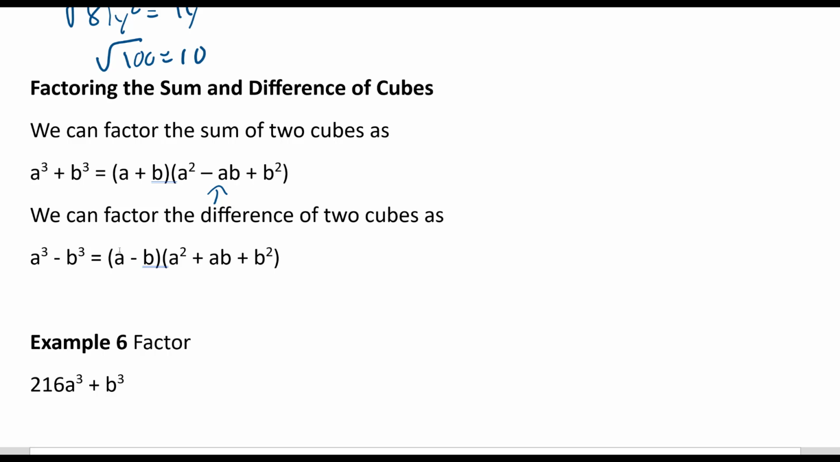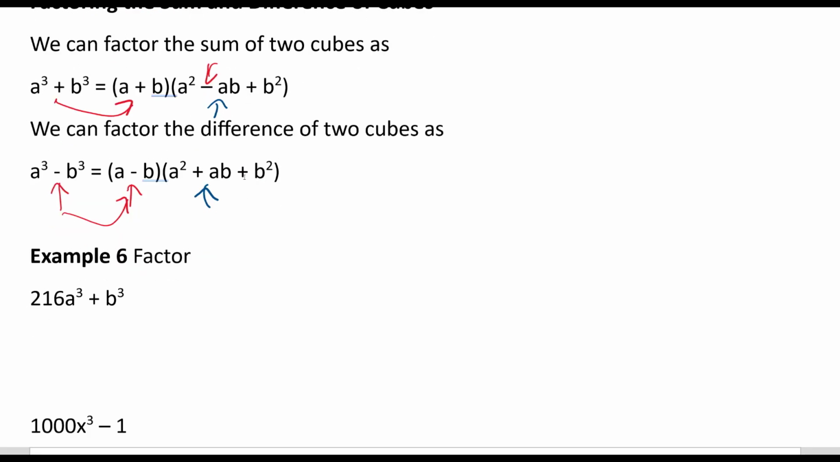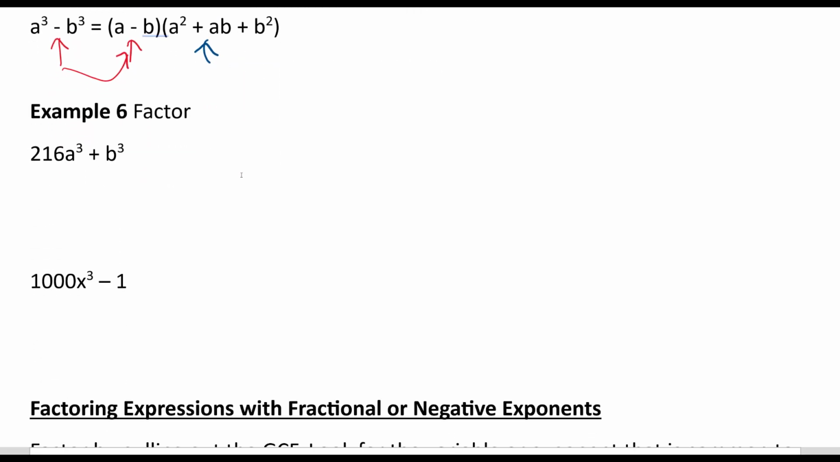a cubed minus b cubed is a minus b times a squared plus ab plus b squared. So again, there's no 2 here. And I also want to point out that there is a single negative there, and that single negative is over here now. So when it's a minus here, the negative is there. When it's a plus here, there's a plus there. Okay, so let's take a look at these two examples.